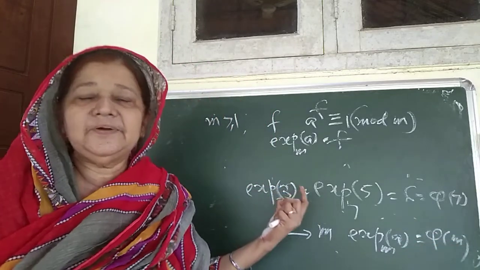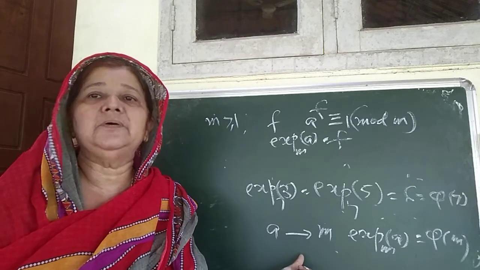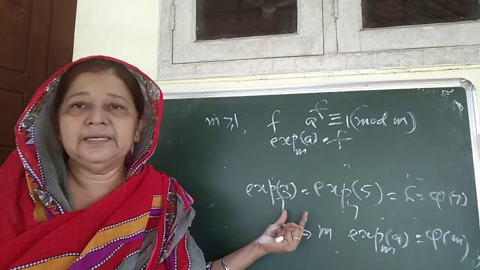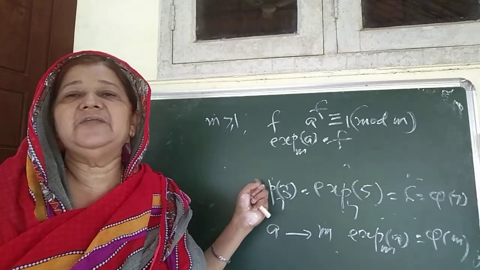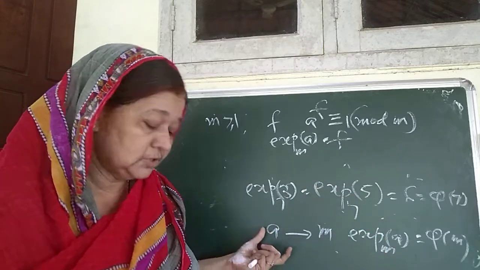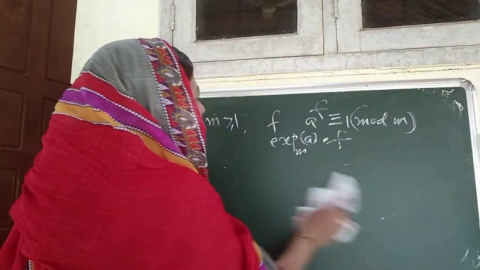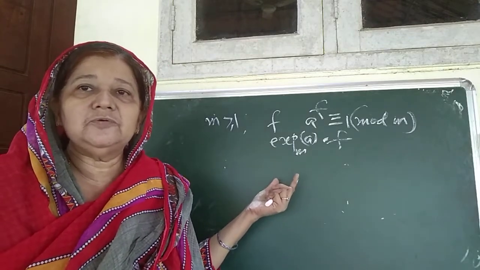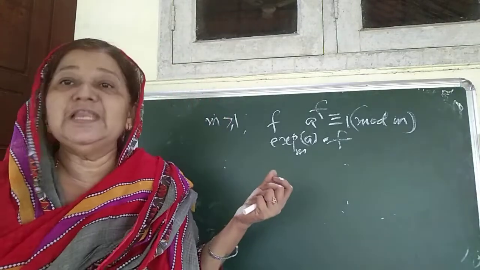So, in this example, we can see that there are 6 numbers corresponding to m equal to 7, but 3 and 5 have the exponent phi of 7, that is 6. Therefore, 3 and 5 are the primitive roots of 7. That is the first definition. So, we define exponent and primitive root. The exponent becomes a primitive root if it satisfies Euler's theorem.